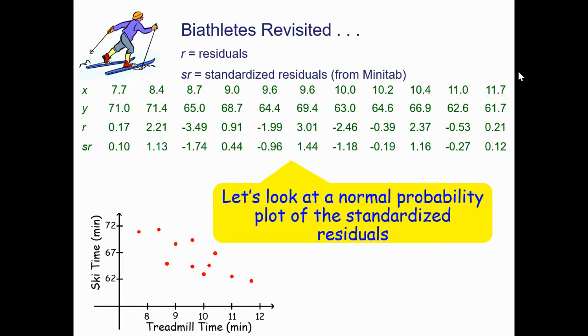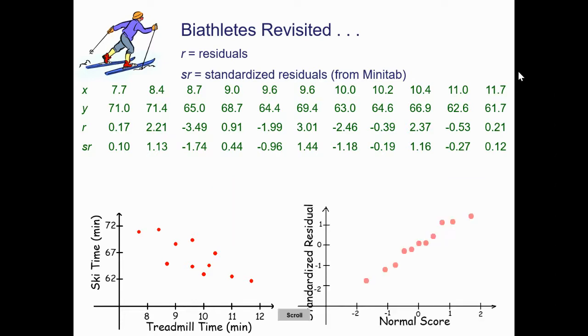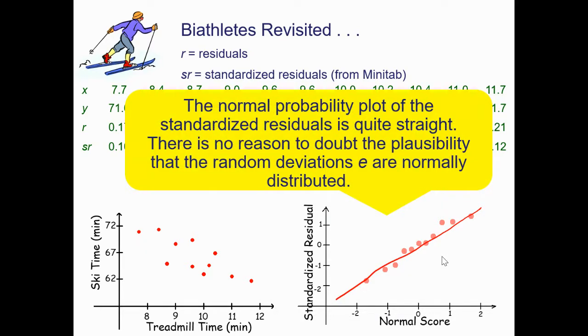So let's look at a normal probability plot of these standardized residuals. We looked at this in chapter 5. This is the one where you have your normal score and the residuals, and you want them to fall all along a line. Hopefully you remember doing something like that in chapter 5. Everything kind of falls along the line, so that tells us that there's no reason to doubt our linear model. The random deviations still appear to be normally distributed.